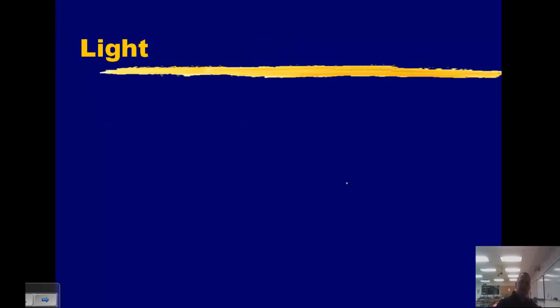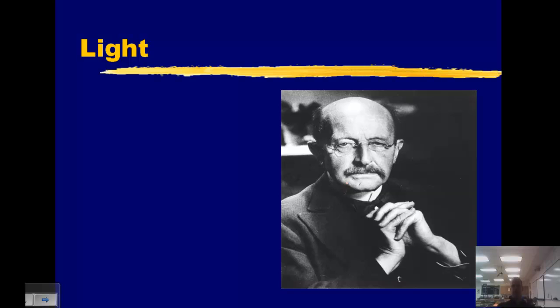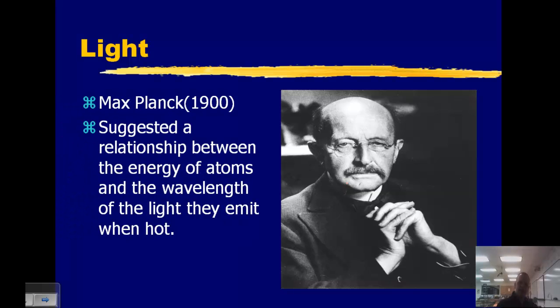Now, light is unique. Light was looked at by two main scientists, Max Planck and Albert Einstein. Max Planck found that there was a relationship between the energy of an atom and the wavelength of the light that emitted when it was hot. Think about a piece of metal. If you heat it up, it starts to glow a color. It could be red, it could be another color, depending on the type of metal. That color of light that's being given off is related to the energy in the atom. So Max Planck was showing that there was some sort of relationship between light and energy.